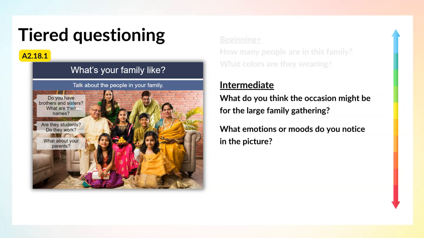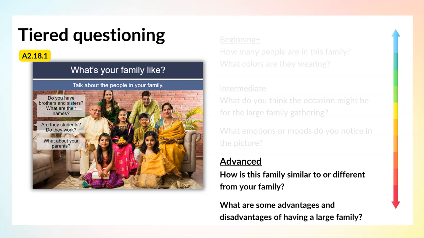Intermediate level students might be ready to hypothesize or infer. You could ask, what do you think the occasion might be for the large family gathering? Or what emotions or moods do you notice in the picture, and why might they be feeling that way? Advanced students might be ready to compare and contrast this family to their own family, or to discuss the advantages and disadvantages of having a large family.